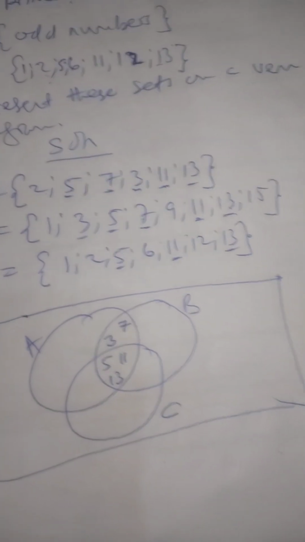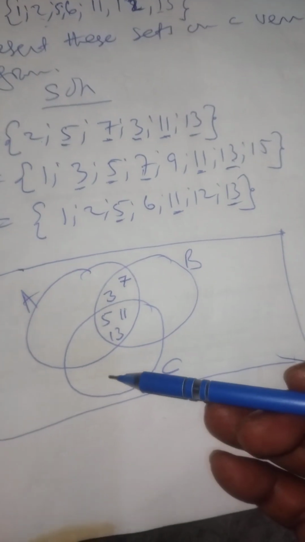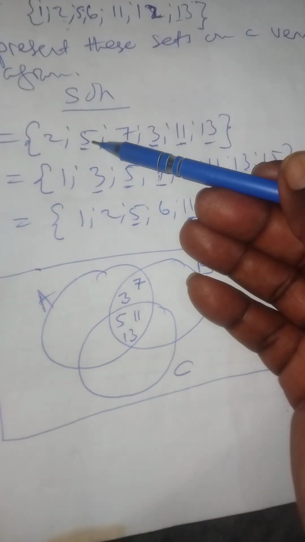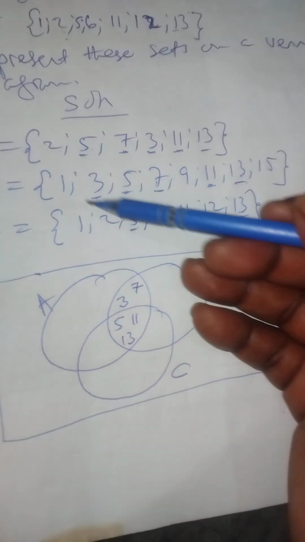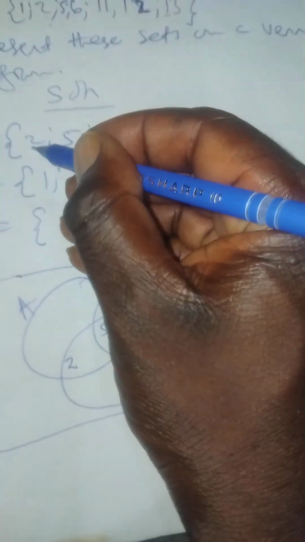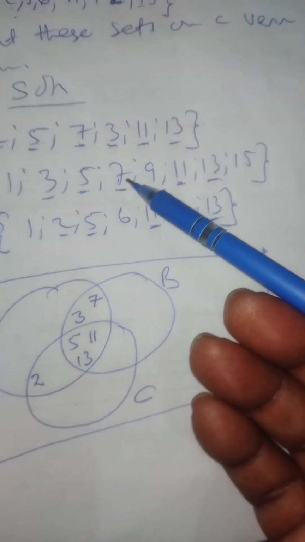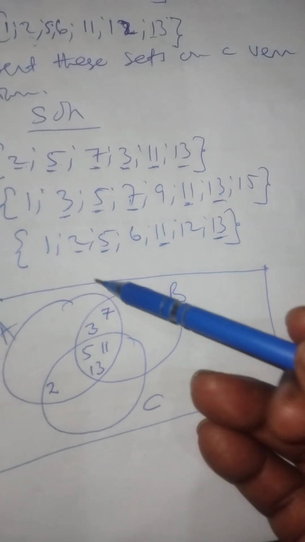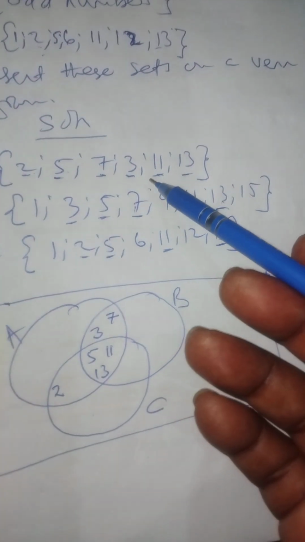Then you now look. Are there any elements which are found in set A and C only, which we write here? So what is found in A and C? 2 is in both. Yes, 2 is in both A and C. 2 is here. We mark it out. That's the only thing. Never ever repeat an element. Never ever leave out an element.